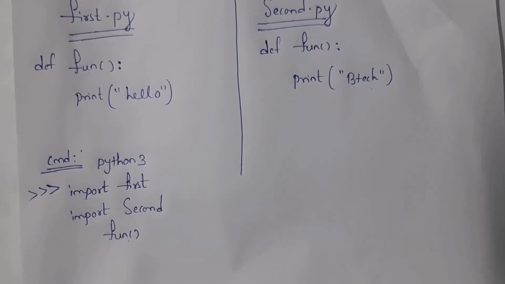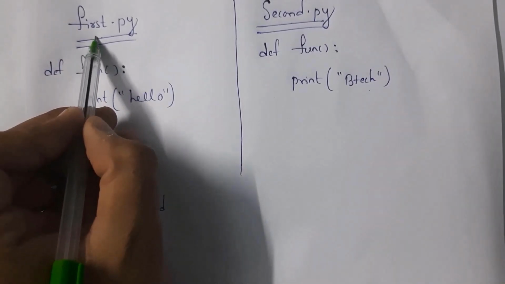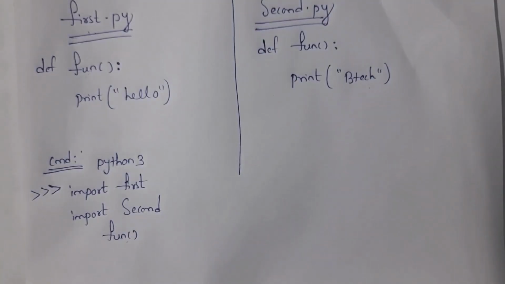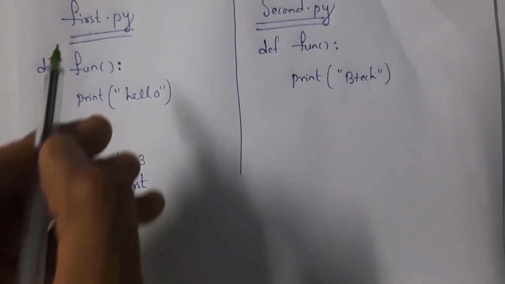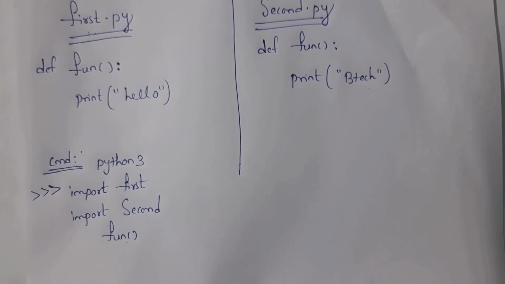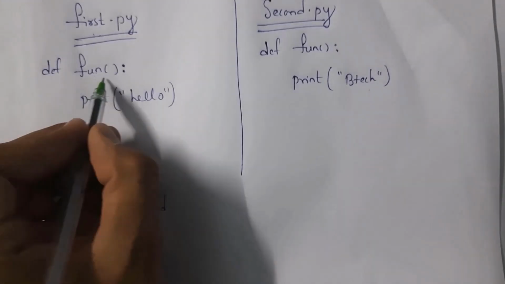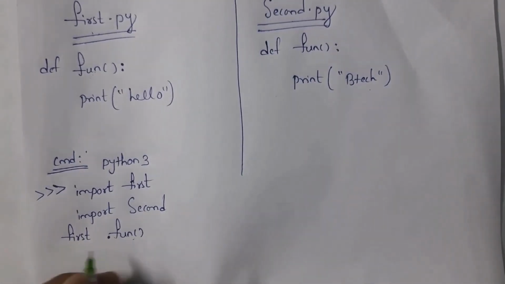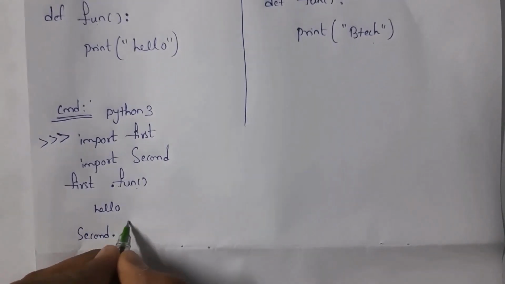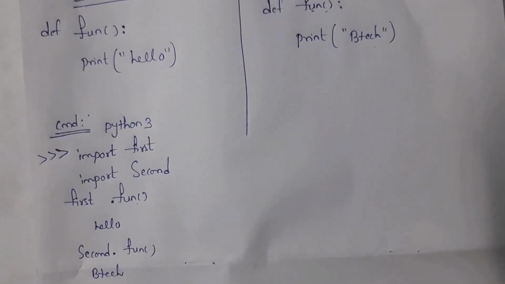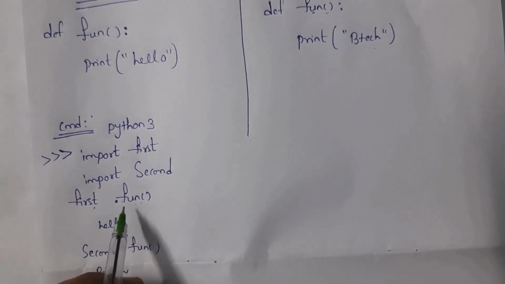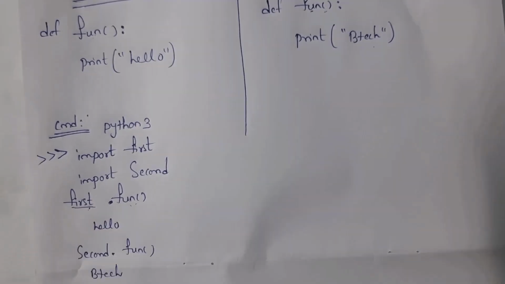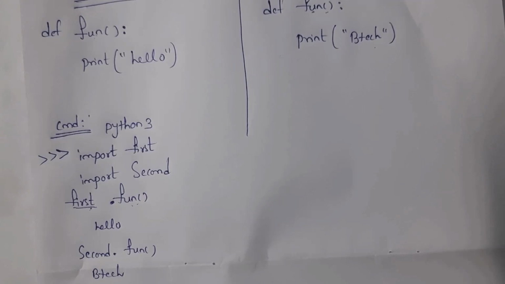The module first.py contains function fun and second.py also contains function fun. So whenever you write fun, the program will get confused. Either it should print this function or that function. In order to overcome this problem, we need to include the module name. This function fun is present in the first module, so whenever you write first.fun, you will get output hello. And whenever you write second.fun, you will get output btech. That is why we need to include the module name before writing any function name. Just I wrote first, which is the module name, dot fun, that is the function name. In order to resolve this ambiguity, we must include the module name before any function name.